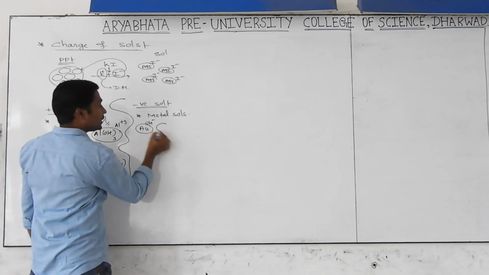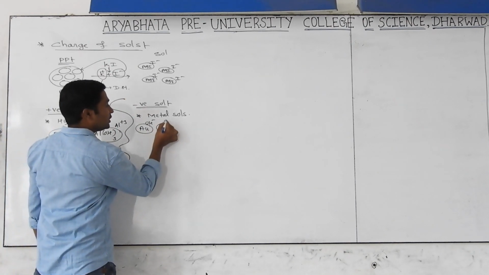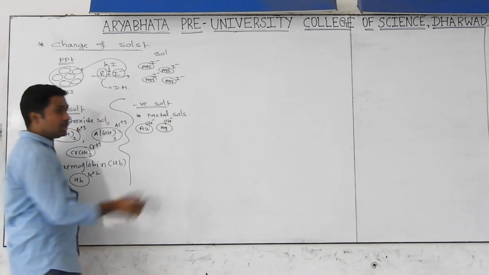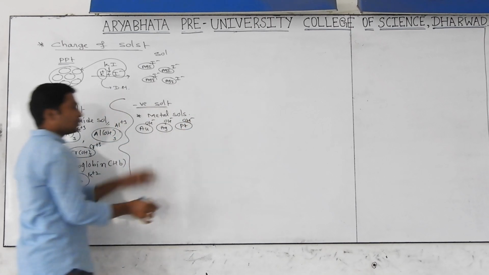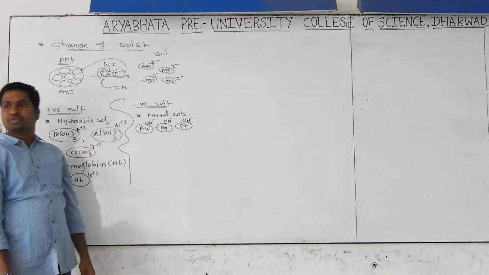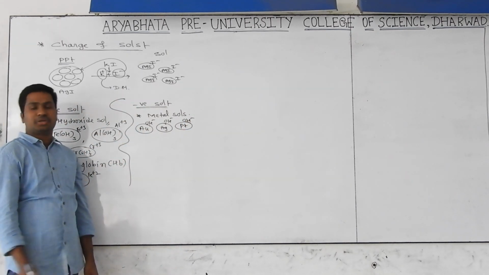Like that, we can take a silver sol, and on this also OH minus is coming. Like that, we can take a platinum sol, and on this also OH minus is coming. That's why all these colloidal particles are carrying it, which we also call a negatively charged sol.